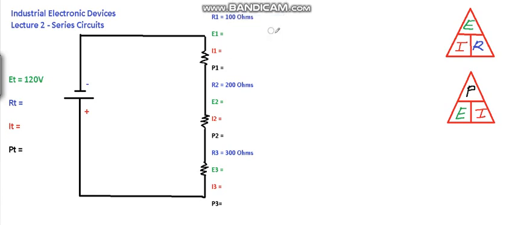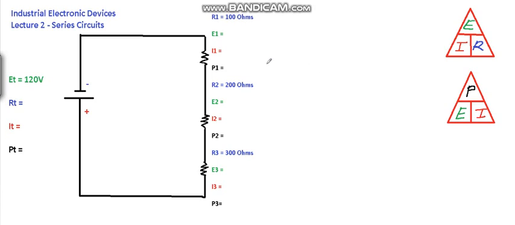All right, you're watching Industrial Electronic Devices Lecture 2 on series circuits. What I'd like you to do is pause the video, draw this, and try to solve it. Once you've worked through all your numbers, restart it and see if you get the same numbers as me. I'm going to introduce a new formula today called the voltage divider formula. So try to solve it yourself. You've got all the information that you need, and then restart it and see how it's going.